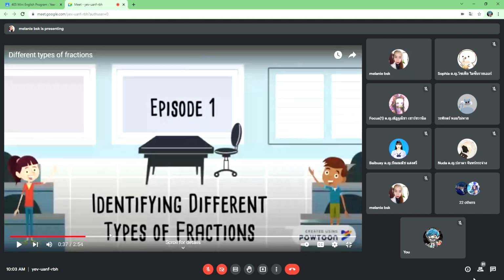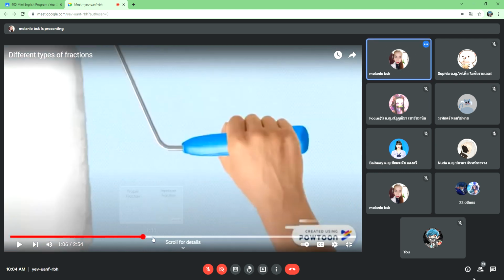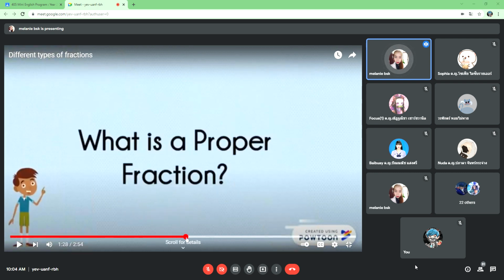Because this is how we do math. Improper, and I just have to check. This is how we show something here. Just a moment. I need this one. Okay, so what is a proper fraction?